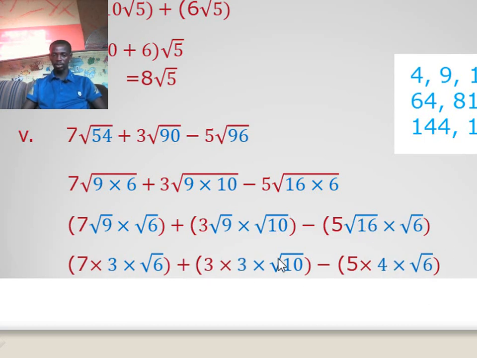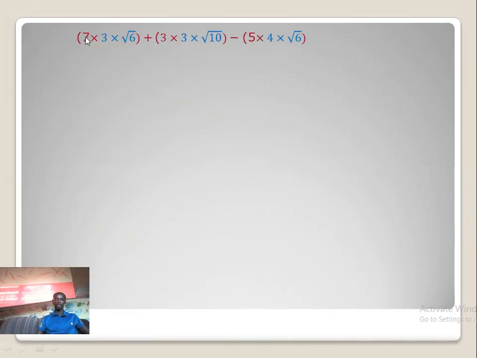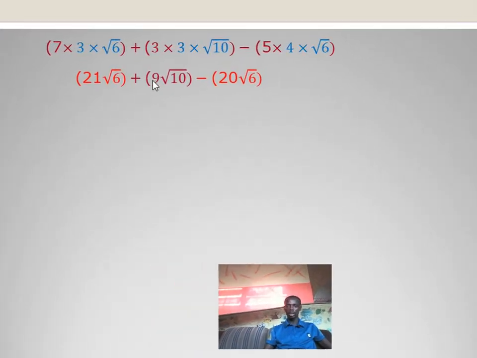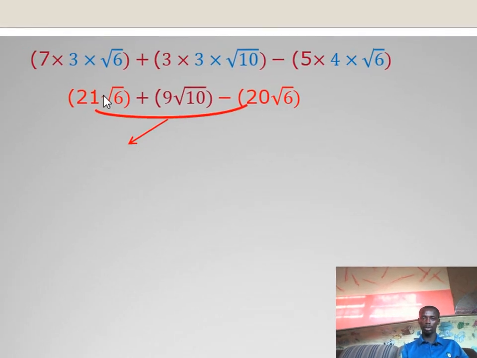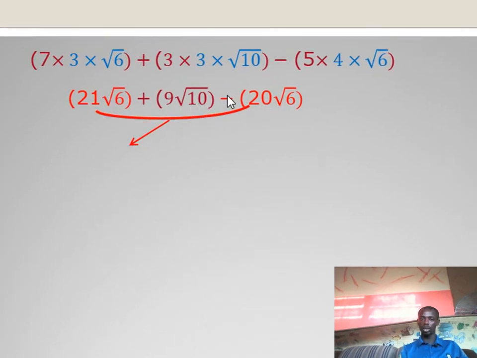So simplifying everything I have here, I'm having 7 multiplied by 3, that is 21 root 6, then plus 3 multiplied by 3, that is 9 root 10. Here is 5 multiplied by 4, that is 20 root 6. I seem to have a set of values that are not all the same terms. I'm having 21 with root 6, I'm having 20 with root 6, but I'm having 9 with root 10.